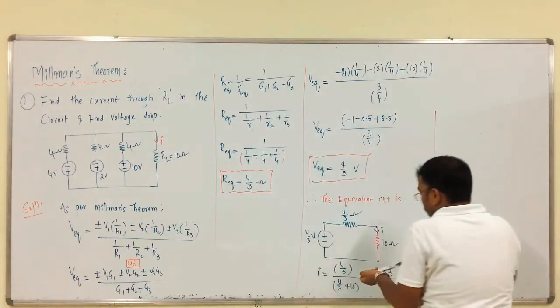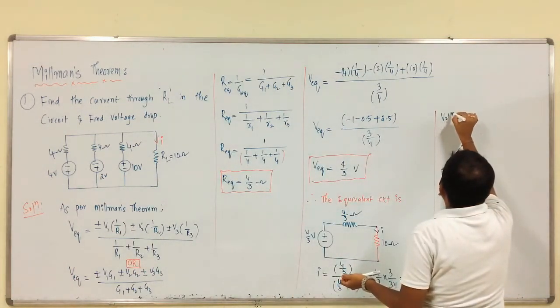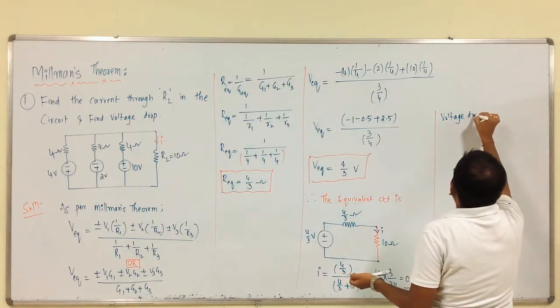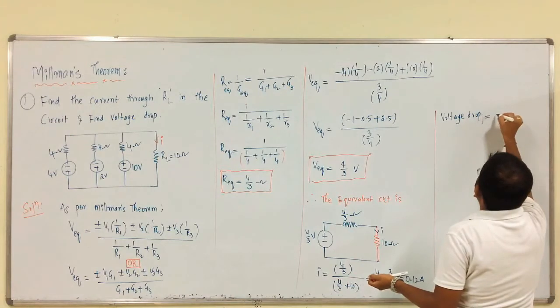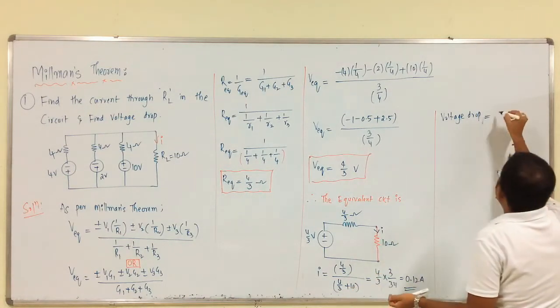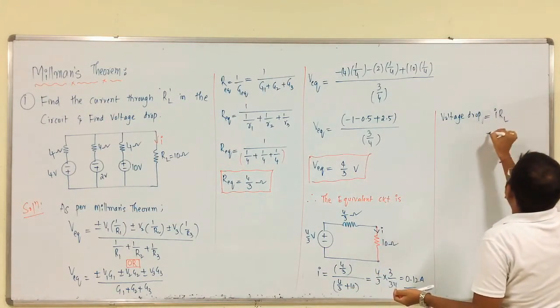We have to calculate the voltage drop. Voltage drop is equal to I into R, right? I into RL. What is I?